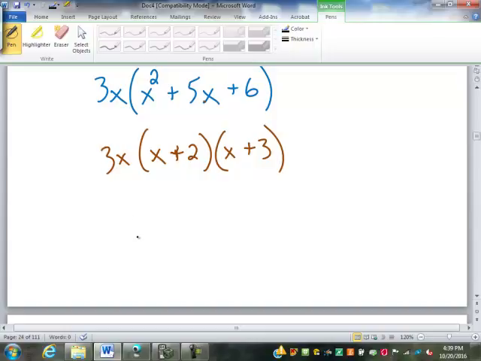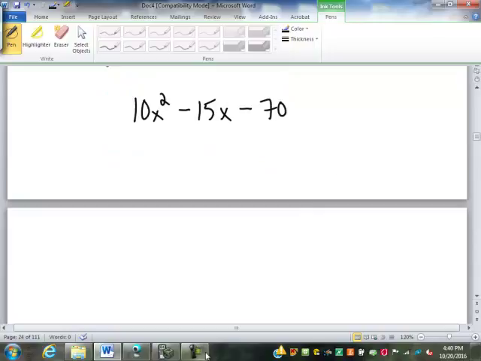Let's see here. Let's do 10x squared minus 15x minus, now I got to make one that's going to work, 70. Do that one in your notes. See if you can make it work out.